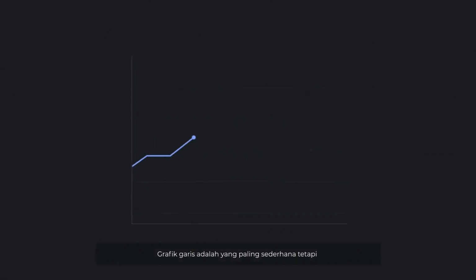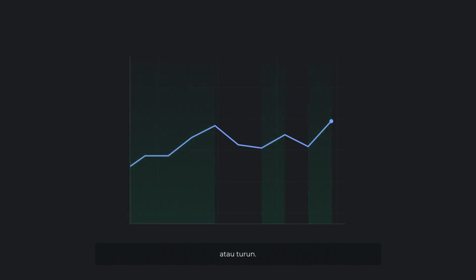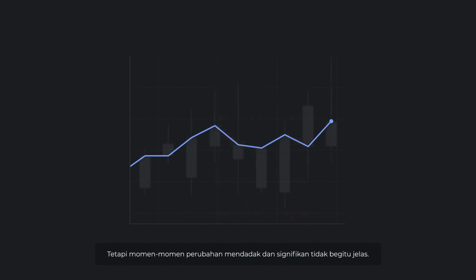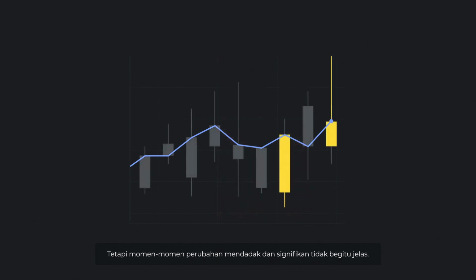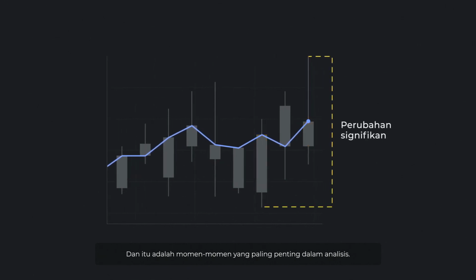The line chart is the simplest but not the most convenient way to represent price movement. It can be used to identify the general direction, whether asset prices are growing or falling. But the moments of abrupt and significant changes are not so pronounced, and it is precisely such moments that are the most important in the analysis.